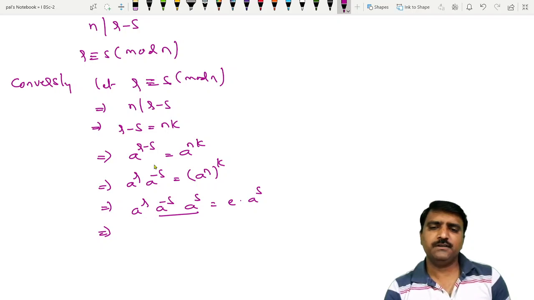If we club these two, it gives the identity element. Remaining here is A to the power of R is equal to A to the power of S. So that's all. So very simple result.